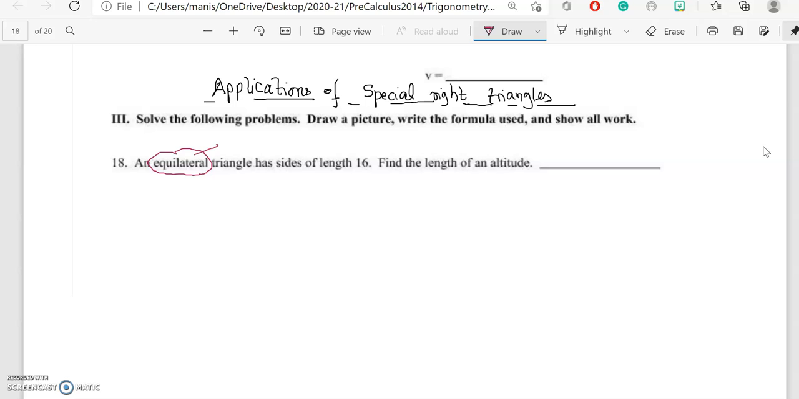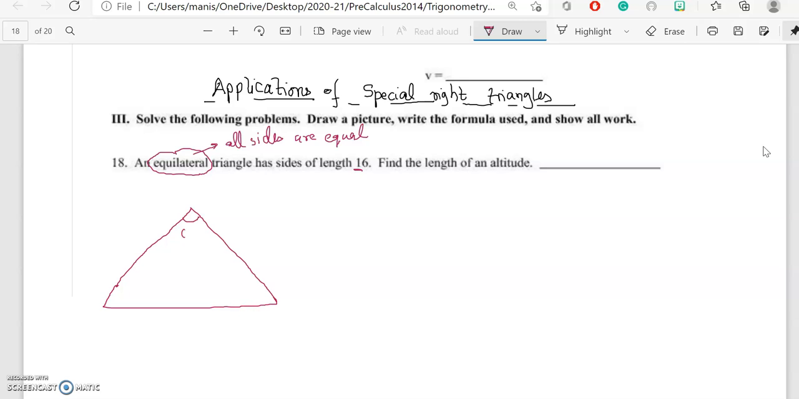An equilateral triangle is a triangle which has all sides equal and all angles equal. It is also known as an equiangular triangle. All sides are equal, so if one side is 16, all will be 16. So I will draw a triangle over here. Let's assume this is an equilateral triangle. It doesn't look like one, but we will assume it is.